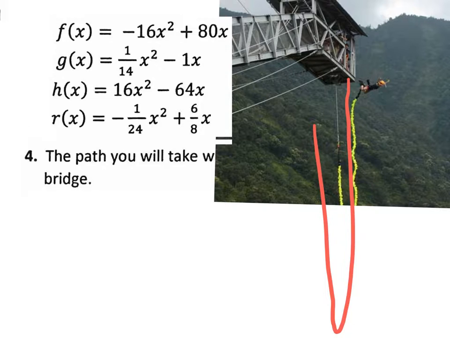Anyway, so that path is going to be a pretty narrow parabola that's opening up, and the only ones opening up are g of x or h of x. This one's wide, this one's the only one that's narrow. So h of x would be the only possible option for bungee jumping. Okay, everybody cool with this? All right, let's go back to that swimmer situation.